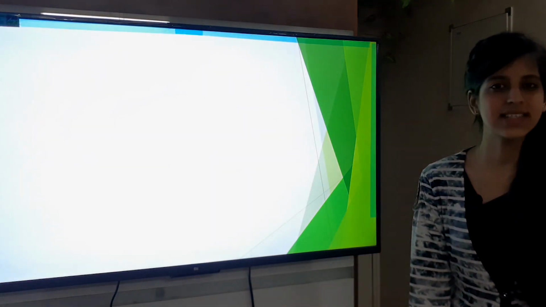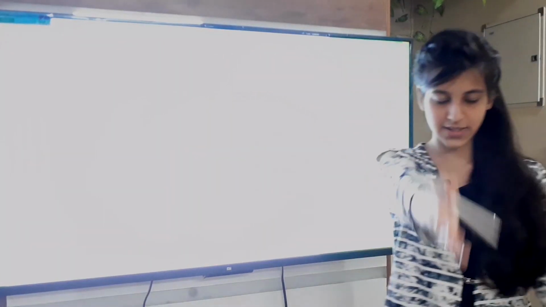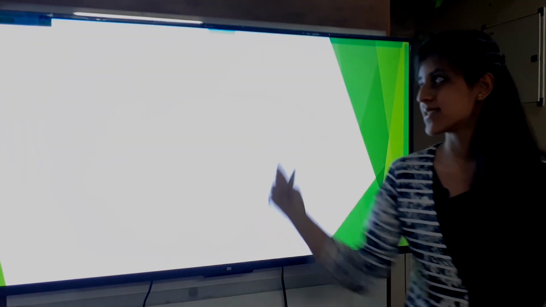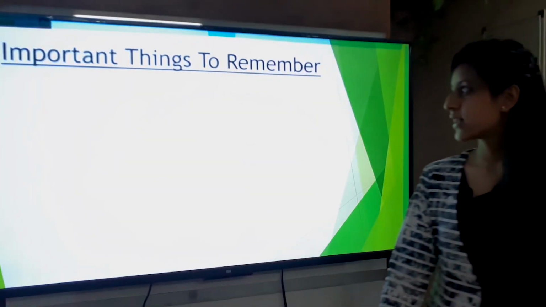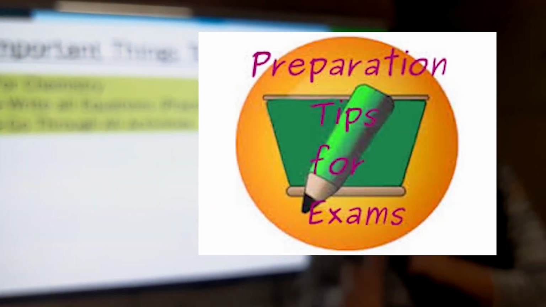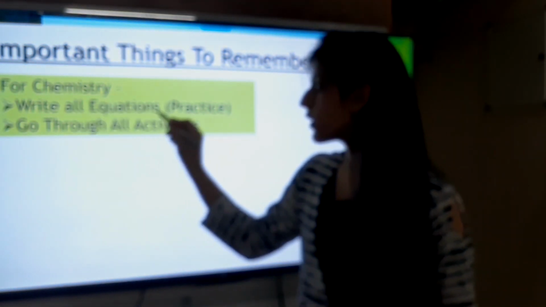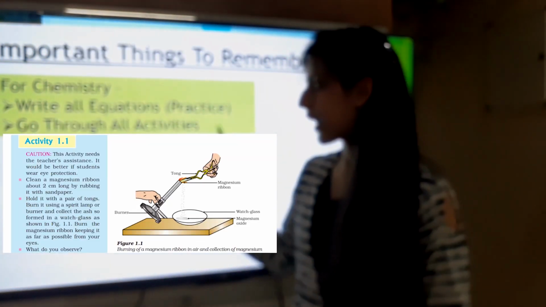What else? Yeah, some tips. Wait. Some tips, very important tips. Let's see. Important things to remember. What things you need to remember for chemistry? These are the preparation tips, okay, not exam time tips. Preparation tips: write all the equations for practice, go through all the activities.